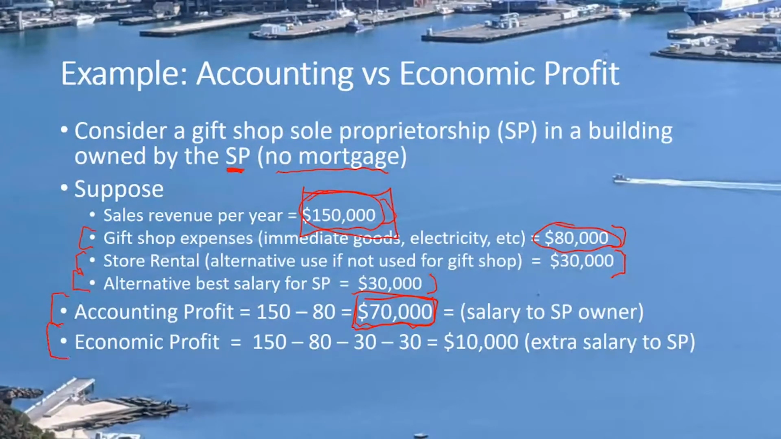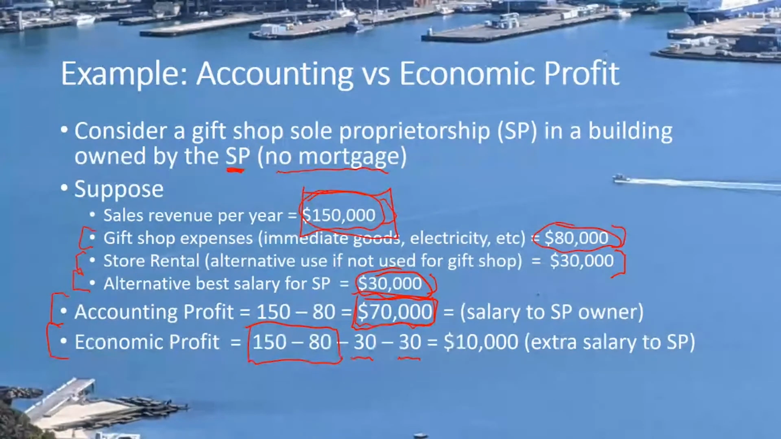Okay, but now let's look at economic profit, which is just a little bit different, because here what we're going to do is include the accounting profit in there, the 150 minus 80. But then we're going to subtract off the implicit costs, the things that you're giving up in order to do the thing that you're doing. And in this particular case, the individual is giving up an alternative life, which would involve this owner going to work every day and making a $30,000 a year salary.